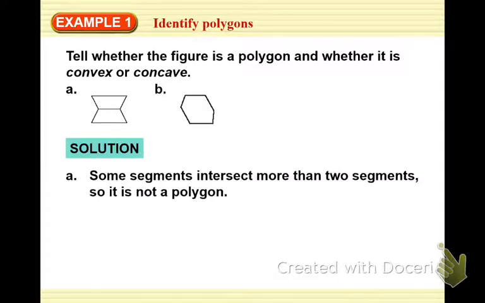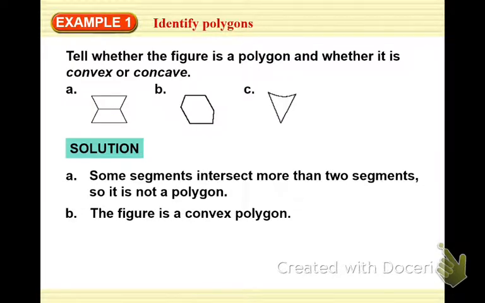Is that a polygon? Yes. It is a polygon. Concave or convex? Convex, yeah. There's no side caved in. I could draw all my diagonals and they'd be inside the shape. That is a convex polygon.